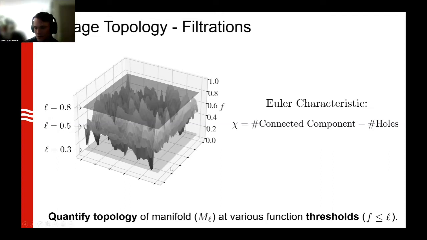The way that we're going to quantify the topology of this image is by measuring, at each one of these function thresholds that we design, something known as the Euler characteristic. The Euler characteristic, as many of you know, is a simple topological invariant that measures the number of connected components, subtracts the number of holes, and gives us a single value for that system.